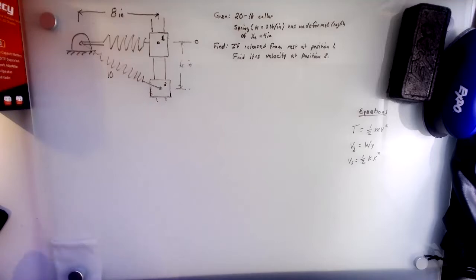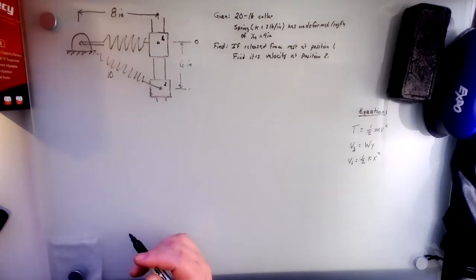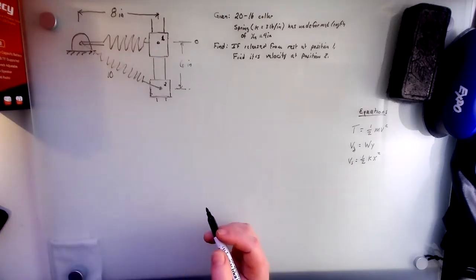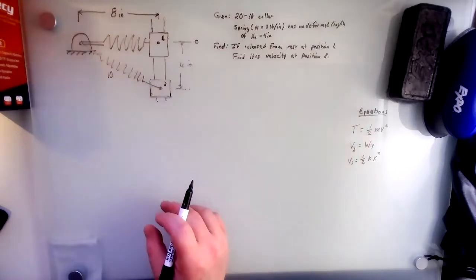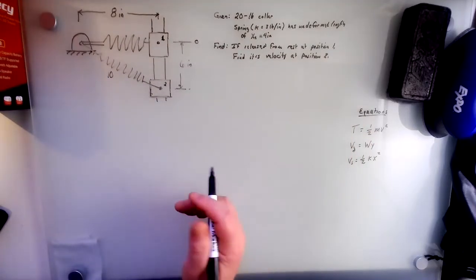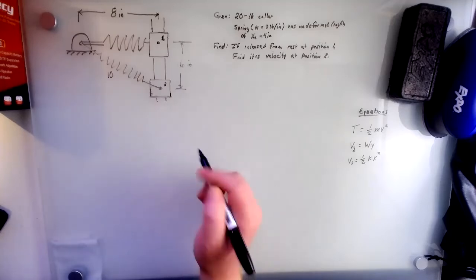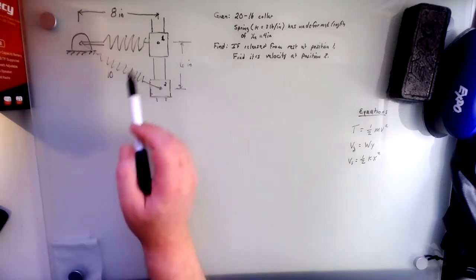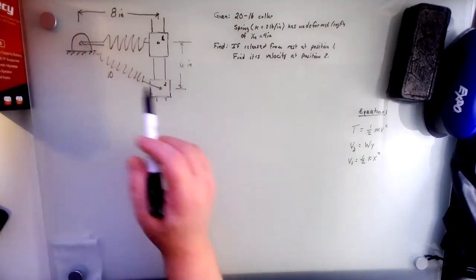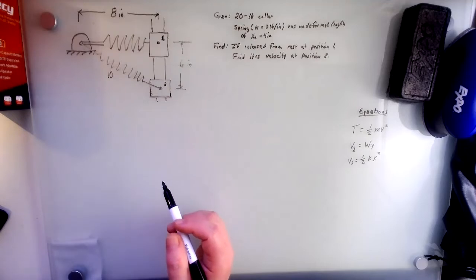Today we're starting on block 13.2, and this is the second of four blocks in chapter 13. We're talking about conservation of energy, and so we have this example problem that we're going to go over. It is asking us to look at the energy at one position versus the energy at another.